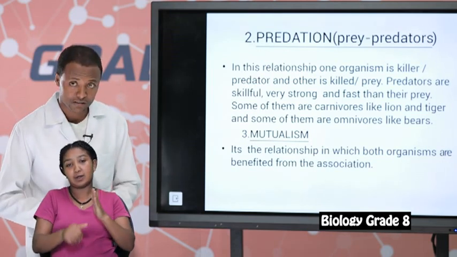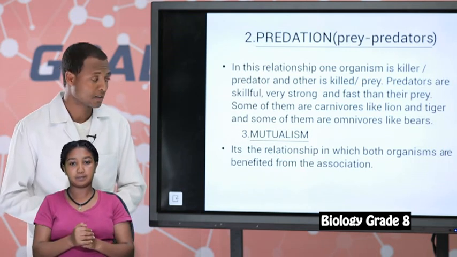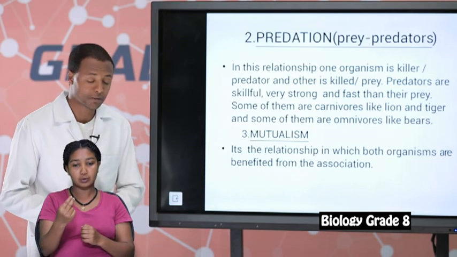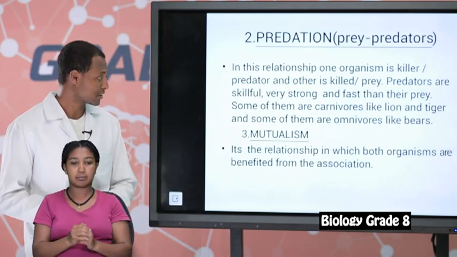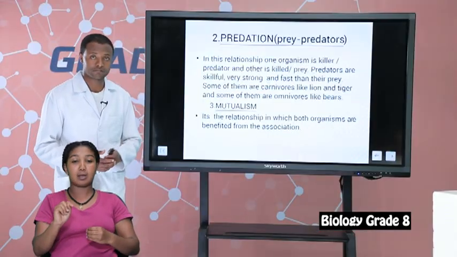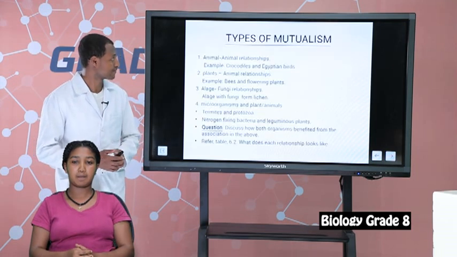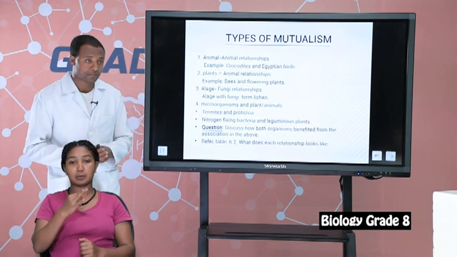The third association is mutualism. In this association, both organisms benefit equally from the association. It is the relationship in which both organisms are benefited from the association. Both organisms. Let me see one by one the types of mutualism.